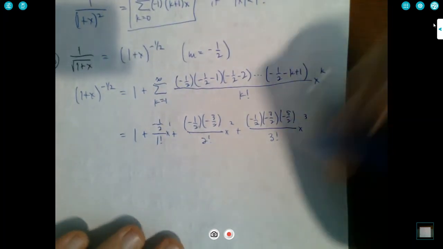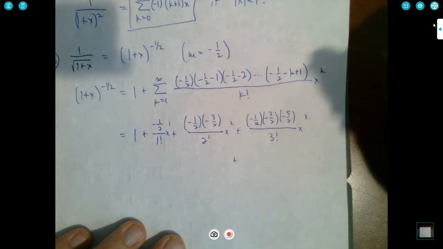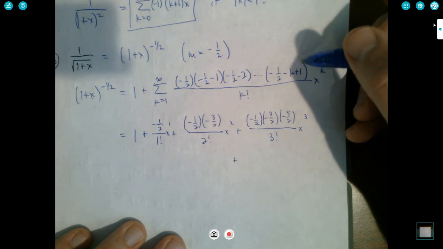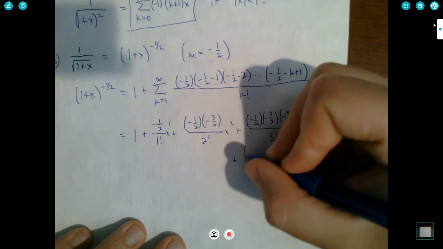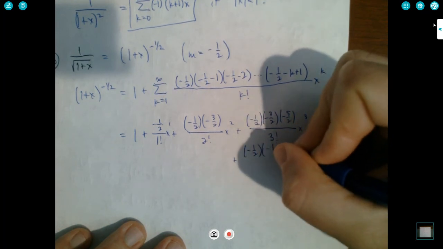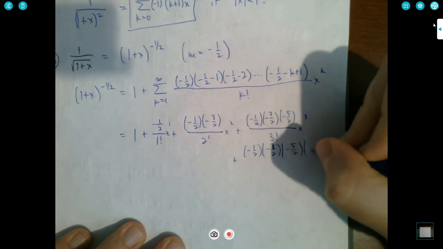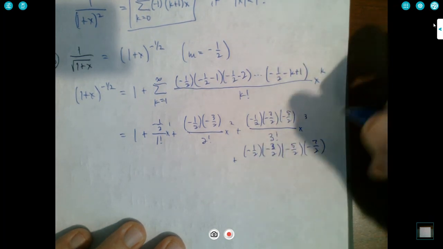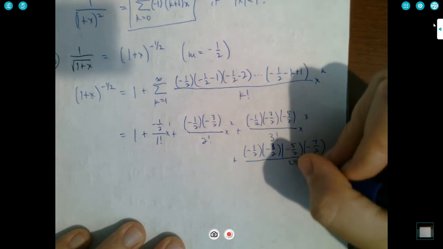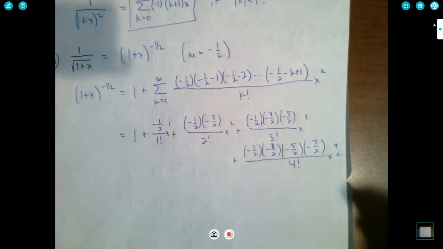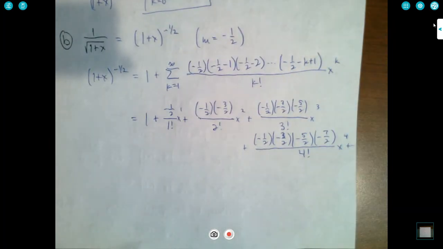I'm going to do one more term. So if I stop at k equals 4, that means I need to stop at negative 4 plus 1, which is negative 3. So I need to stop at negative 1/2 minus 3. So I'm going to have negative 1/2 times negative 1/2 minus 1 times negative 1/2 minus 2 times negative 1/2 minus 3, over 4 factorial, times x to the 4th. And then this is going to keep going. Okay, so let's see if I can come up with a closed formula for that monstrosity.